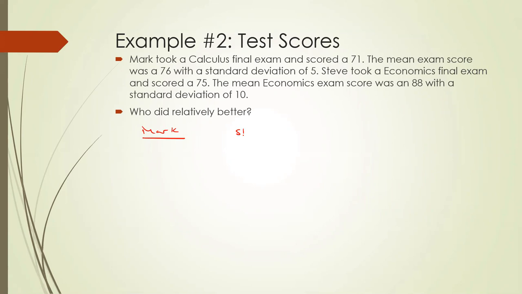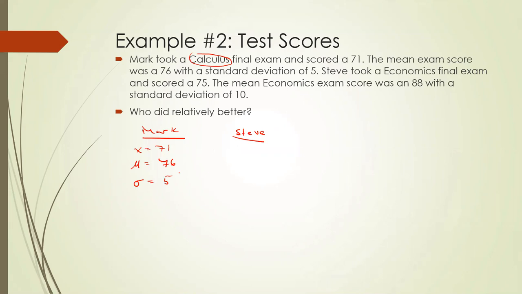So Mark took a calculus final exam, and Mark scored a 71. So that's Mark's X value on his exam. The mean exam score for this calculus, so the mean, mu, the average was a 76, so he did a little below the mean. And the standard deviation for exam scores in this calculus final was 5.